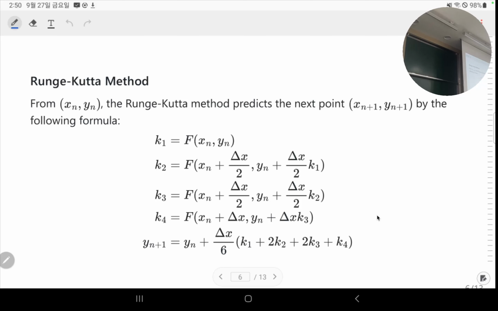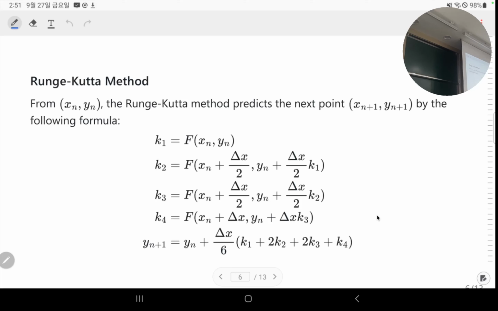It seems complicated, but it's not. It's a relatively simple algorithm. I'll explain how it works, but the basic ideas are the same. We're going to split the entire domain of x into n subintervals, and then for each step, I'm going to estimate the next value of y.